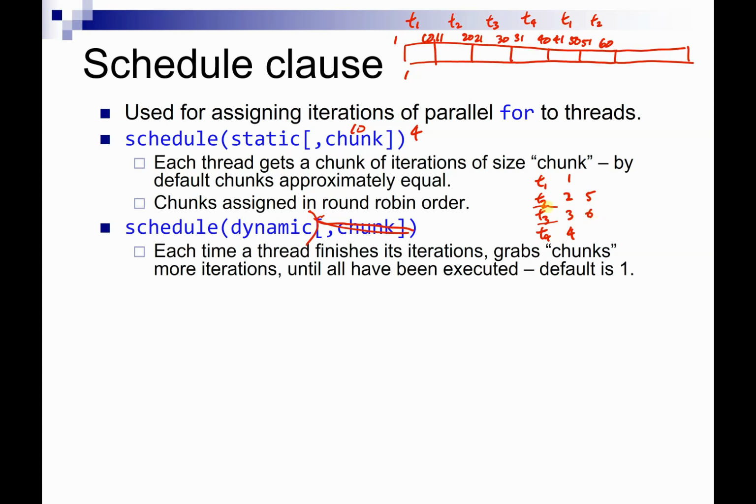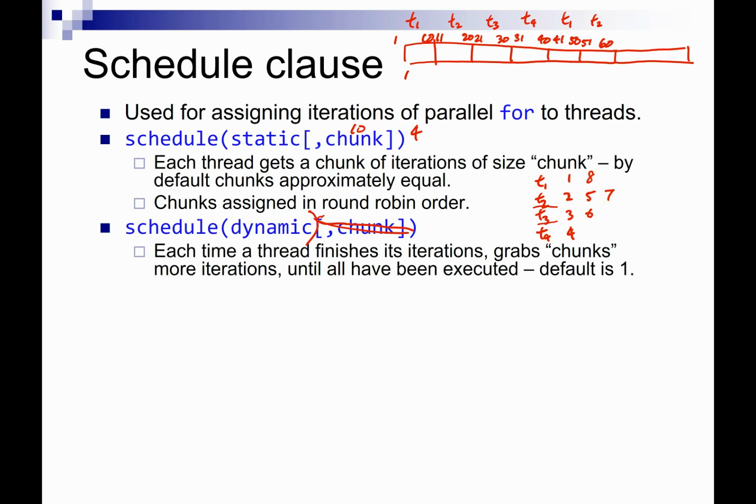But then let's say that somehow thread 2 is very, very fast. Thread 1 is currently processing iteration 1, thread 4 is doing 4, but before either T1 or T4 can finish, let's say thread 2 has already finished the 5th iteration. Then it's going to get the next iteration, 7 rather. And then maybe T1 finishes, and it's going to get the next iteration, which is 8.